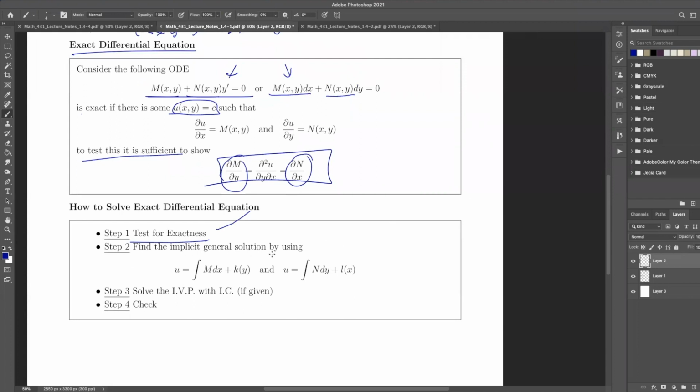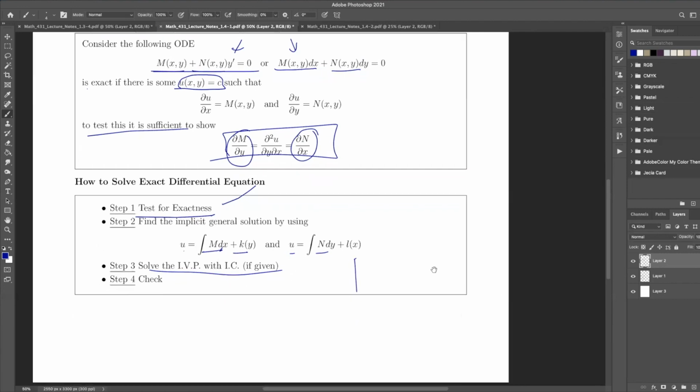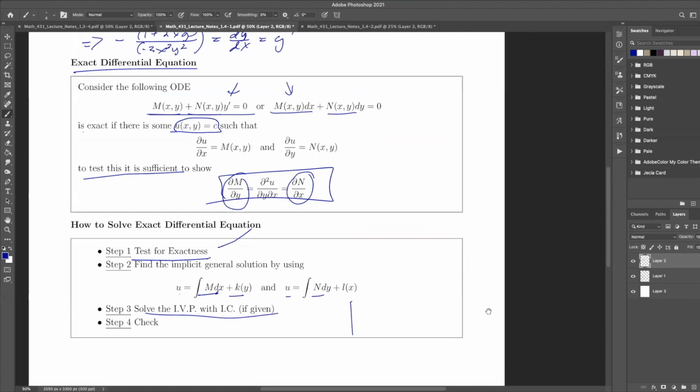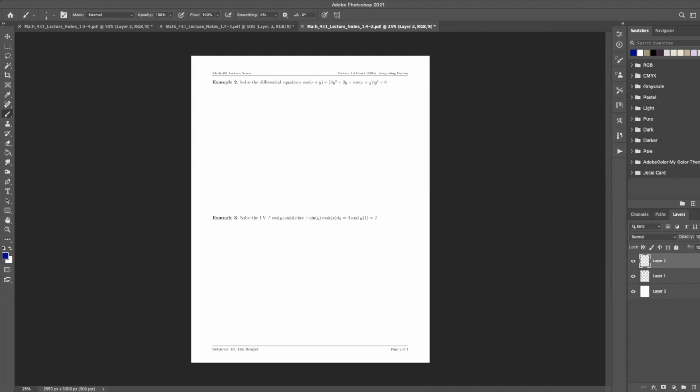Then we're going to find the implicit solution by doing what? We're going to integrate. U is going to equal this plus some k of y, and we're going to integrate this with some dx and this dy. Then we're going to solve for initial value problems. Let me show you how to do this in practice. We should be able to get at least one done, maybe two. So let's do it.